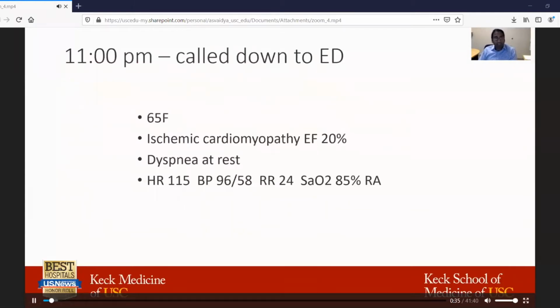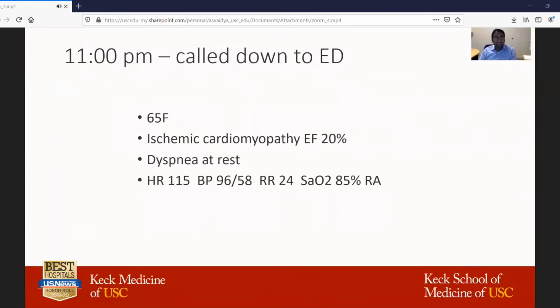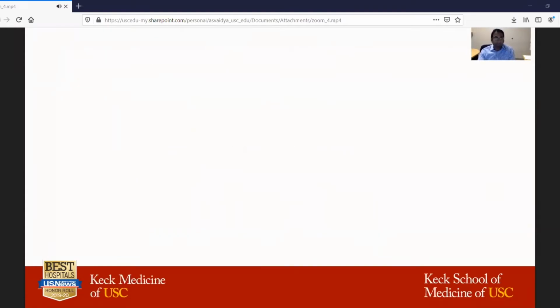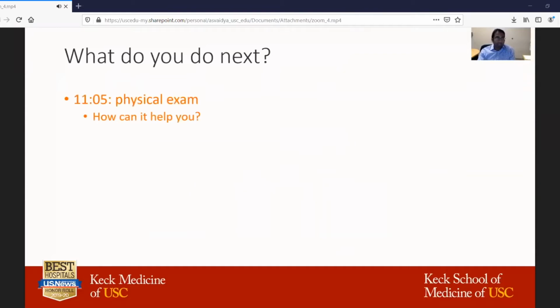So let's start off with the case. It's 11 p.m. on your first call as a cardiology fellow. You're called down to the emergency room where you see a 65-year-old female presenting with ischemic cardiomyopathy, EF of 20% known from prior. She has symptoms of dyspnea at rest, and her vitals are as shown below. She's tachycardic, hypotensive, decompensated with an oxygen saturation of 85%. So now what do you do next?